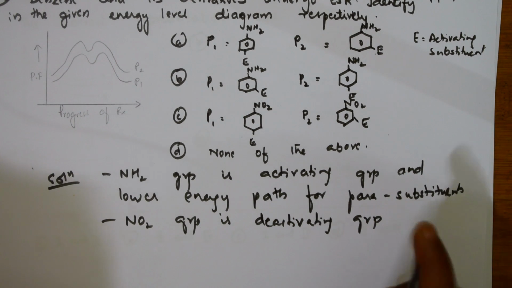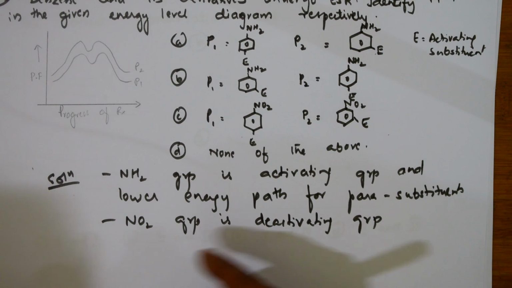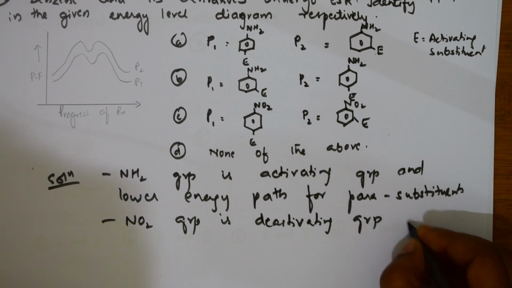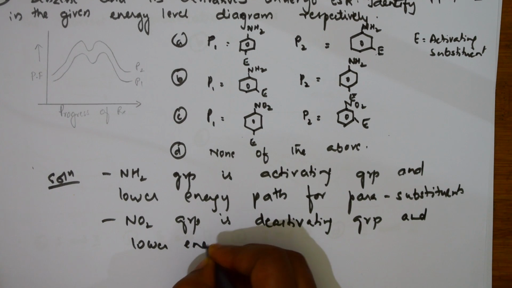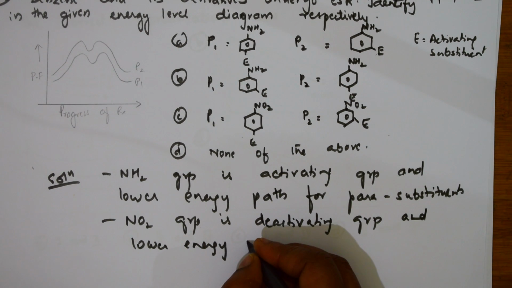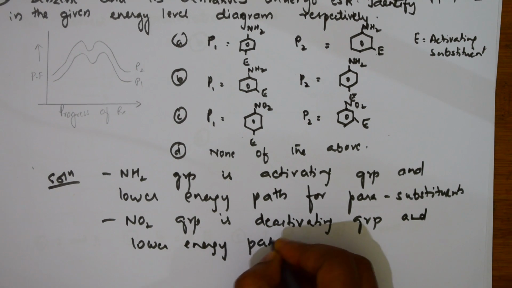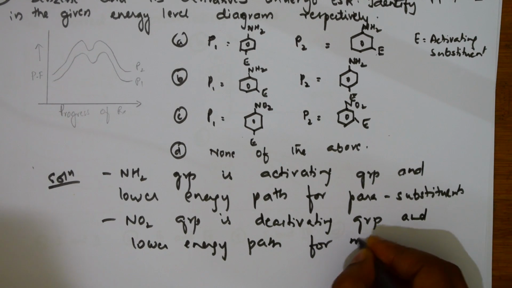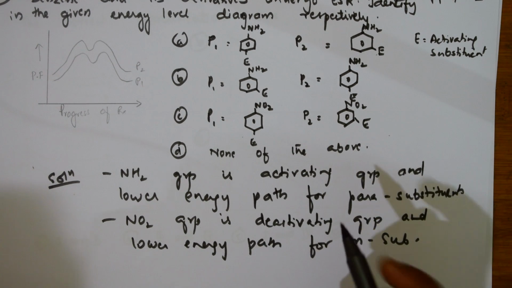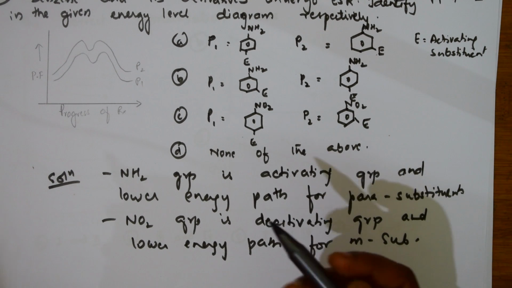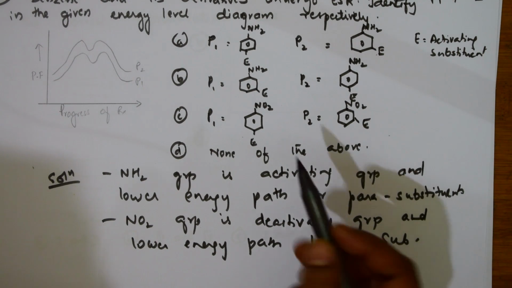Para substituent, that's it. Okay, the next one, nitro is deactivating, I said, and it lowers the energy path for meta substituent. This is the concept. Now let us see which one is this. So I said para nitro group, I said, isn't it? So I should see the combination, right?